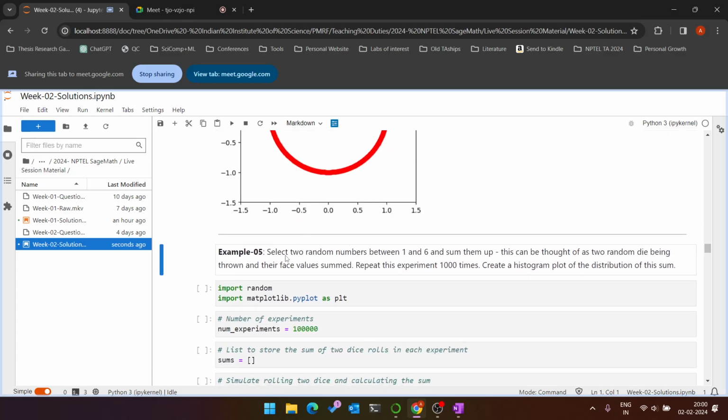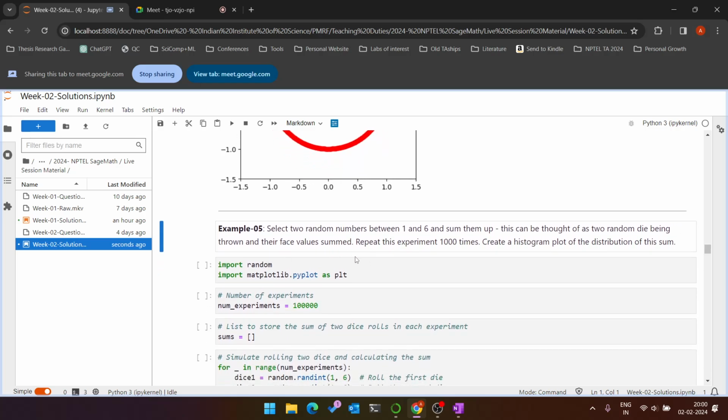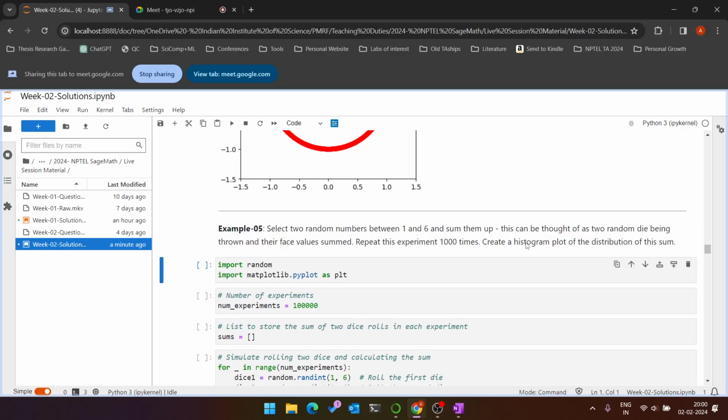The next example that we have is, I want to do an experiment. One of the plots that the professor had mentioned in Matplotlib is something called a histogram plot. There are also other plots like pie charts and box plots. So I'm using this example to demonstrate how we can create a histogram plot and basically play with it a bit.